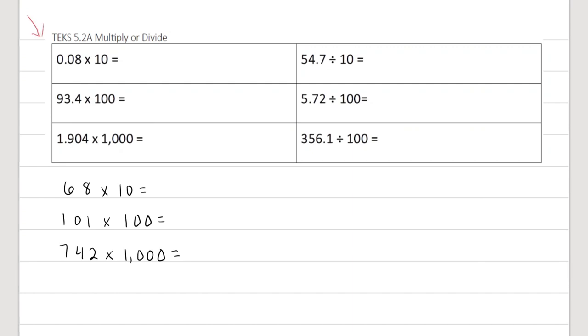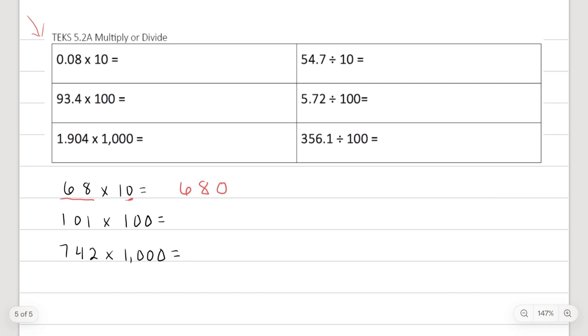Now, before I start doing that, let me go back to something that we used to do in 4th grade. In 4th grade, students learned that if we multiply by a power of 10, to find the answer, basically what you do is you copy the 68 and then you add the 0. And that's your answer, 680.